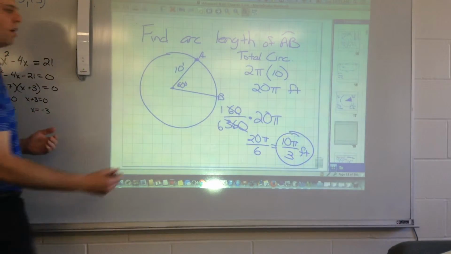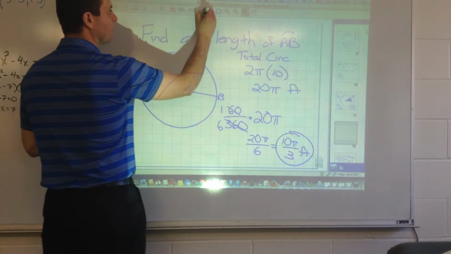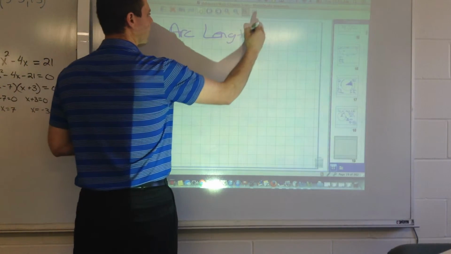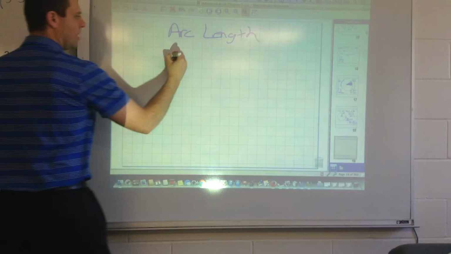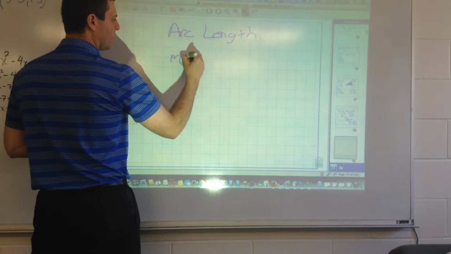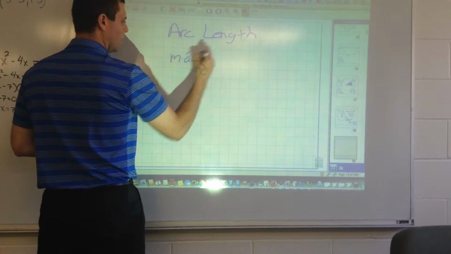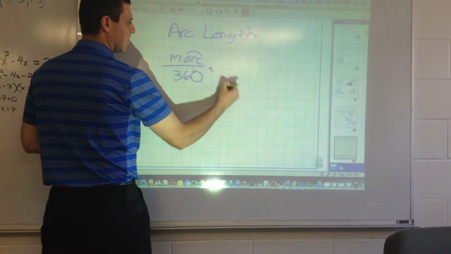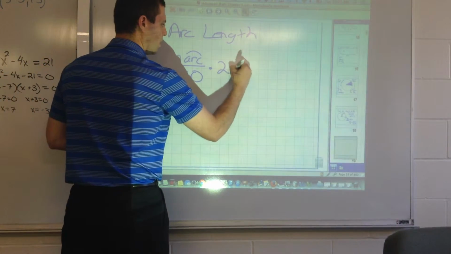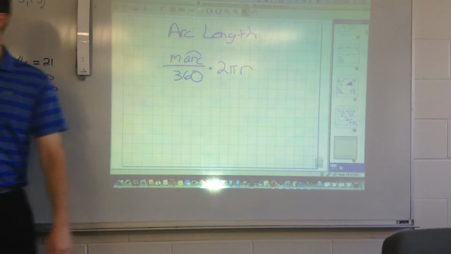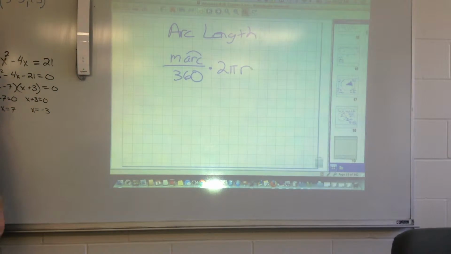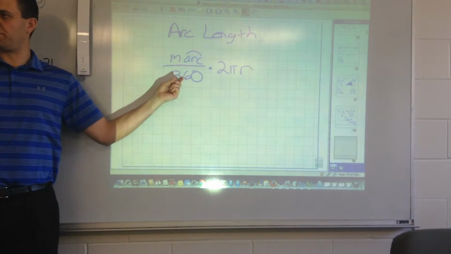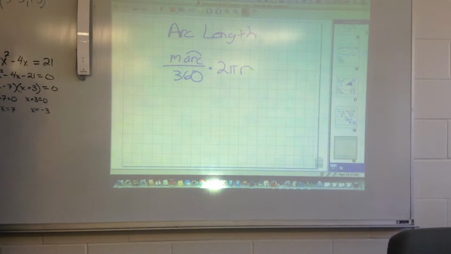If you are dead set on formulas for arc length, if you like to memorize formulas, take the measure of the arc over 360 times 2 pi r. Find the measure of the arc over 360. That gives you the fraction, right?